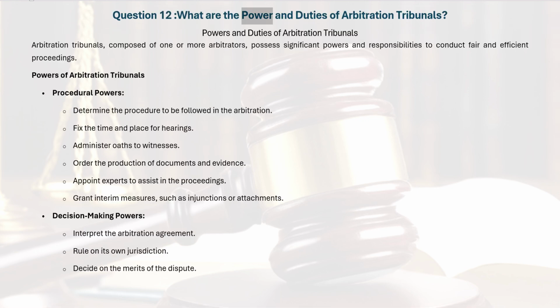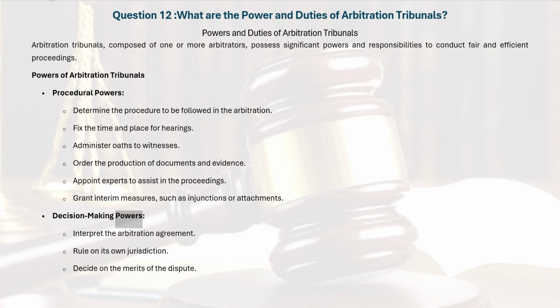Question 12. What are the powers and duties of arbitration tribunals? Powers and duties of arbitration tribunals. Arbitration tribunals, composed of one or more arbitrators, possess significant powers and responsibilities to conduct fair and efficient proceedings. Powers of arbitration tribunals. Procedural powers. Determine the procedure to be followed in the arbitration. Fix the time and place for hearings. Administer oaths to witnesses. Order the production of documents and evidence. Appoint experts to assist in the proceedings. Grant interim measures, such as injunctions or attachments.